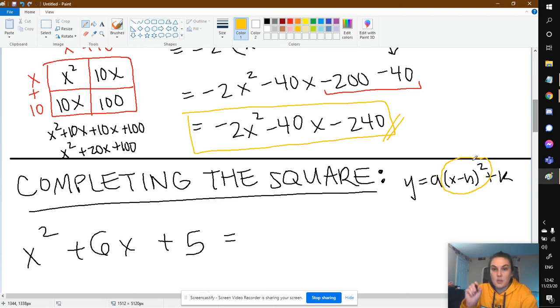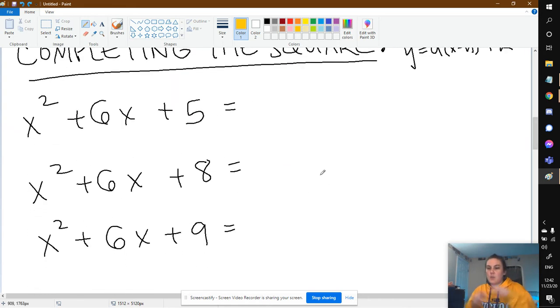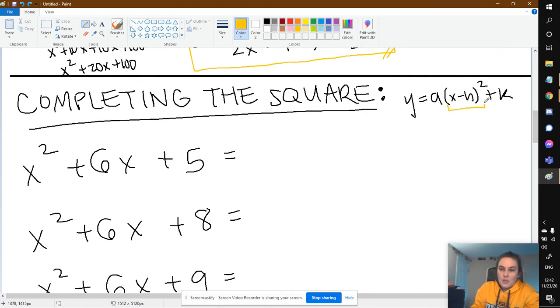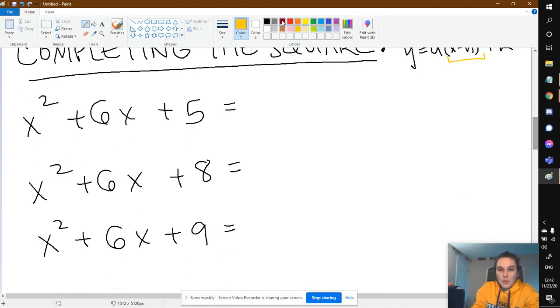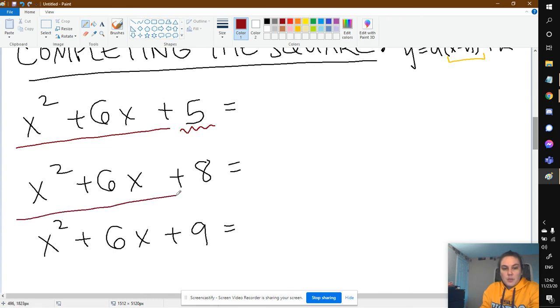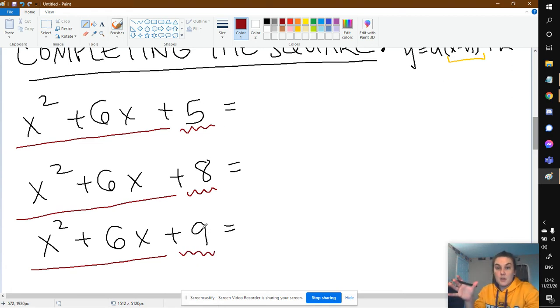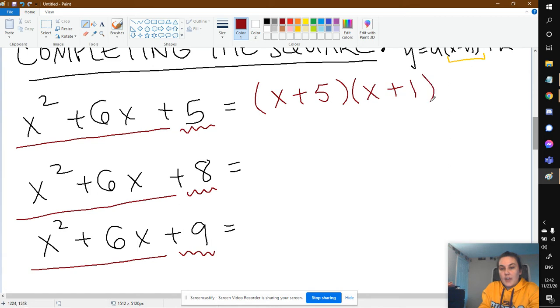It's always something squared. So we want to be able to say, when we do regular factoring, what pattern emerges that gives us something squared? So let's factor these quickly. If we've got x squared plus 6x plus a number on the back, let's see what these three different numbers in the back mean for our factors. If we've got x squared plus 6x plus 5, we want things that multiply to 5 and add to 6.